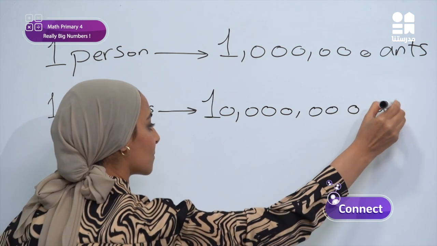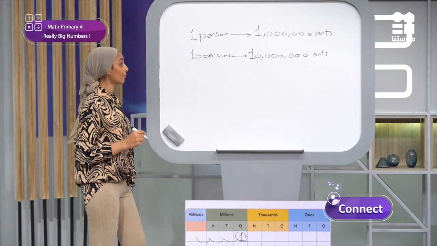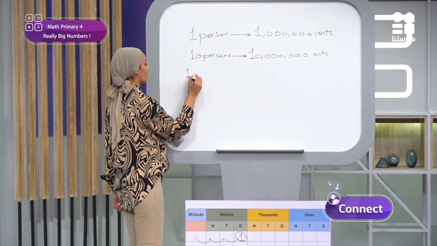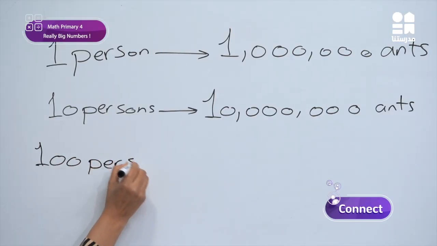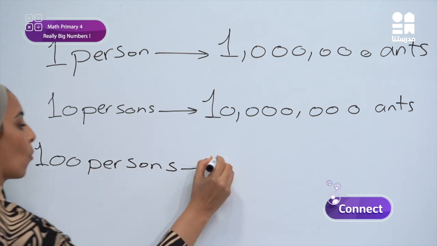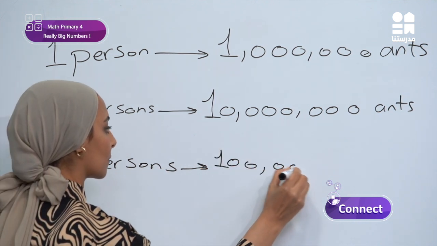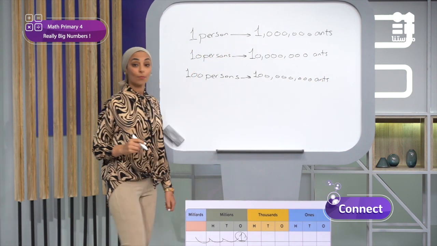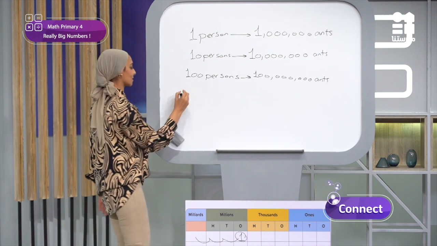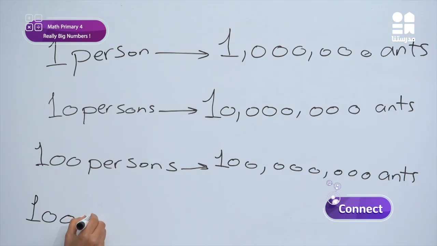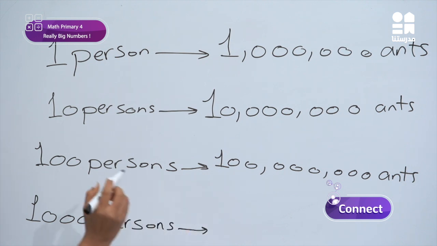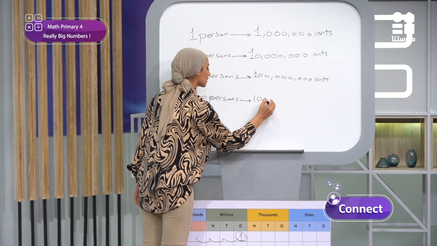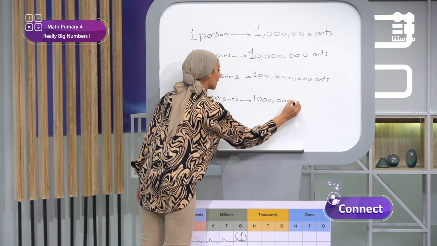ants, right? What about if I have 100 persons? For each 100 persons, I have 100 million ants, right? What about if I have 1,000 persons? For each 1,000 persons, 3 zeros, I have what? I have 1,000 million. Very big number.